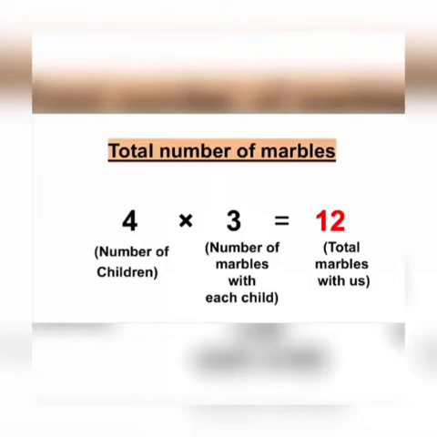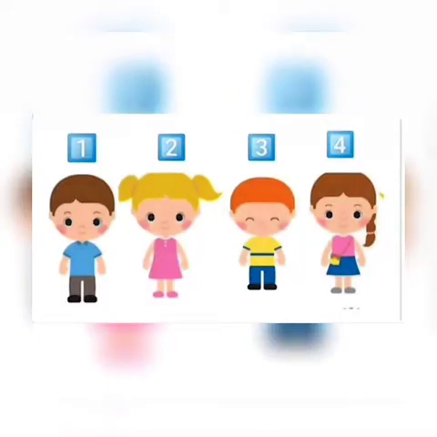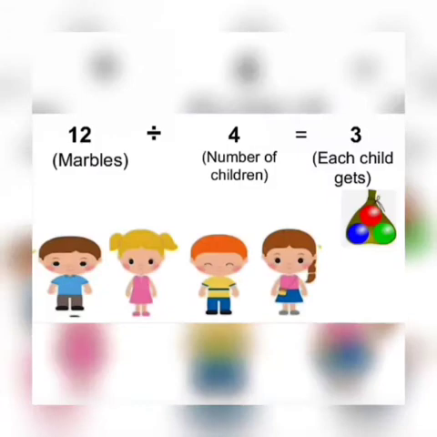Now let us consider another situation. Suppose we have 12 marbles with us and we have to divide these 12 marbles among 4 children. So what we will do now? As we have to divide these 12 marbles into 4 children, we will do division. So we will divide the number of marbles by number of children. So 12 divided by 4 gives us answer as 3. So each child gets 3 marbles.